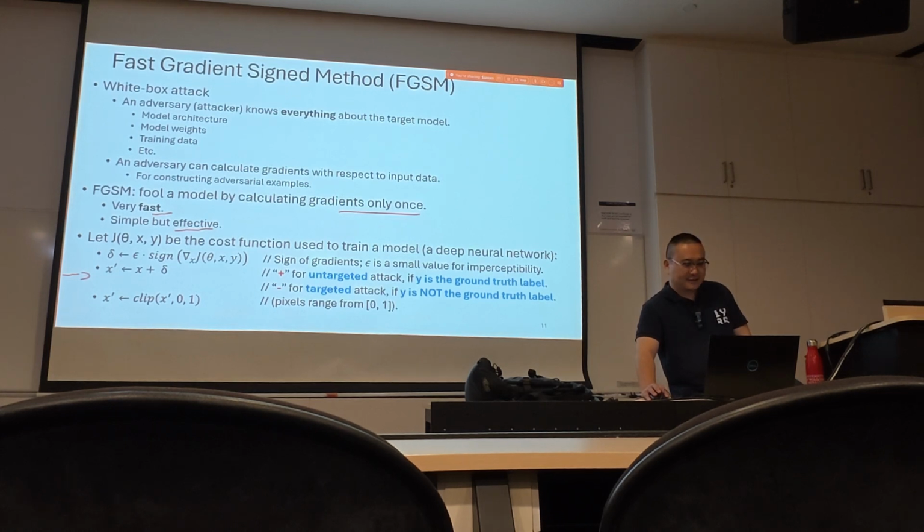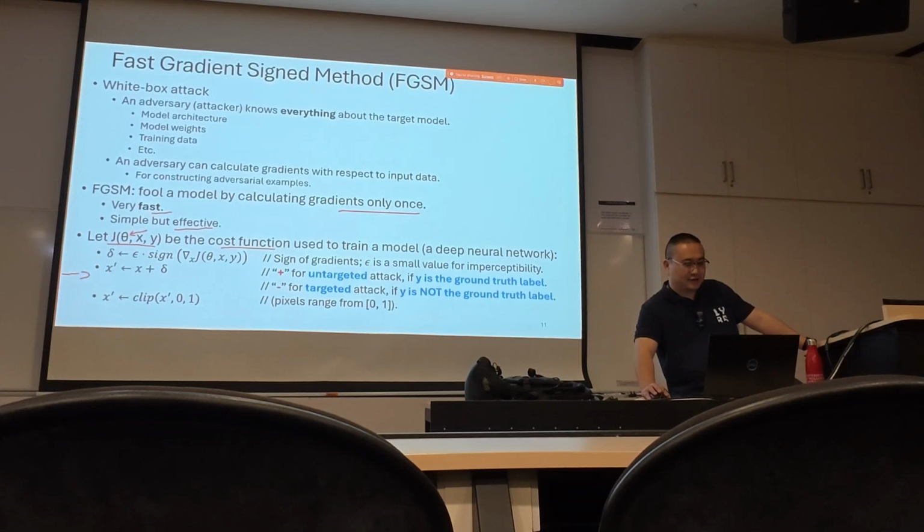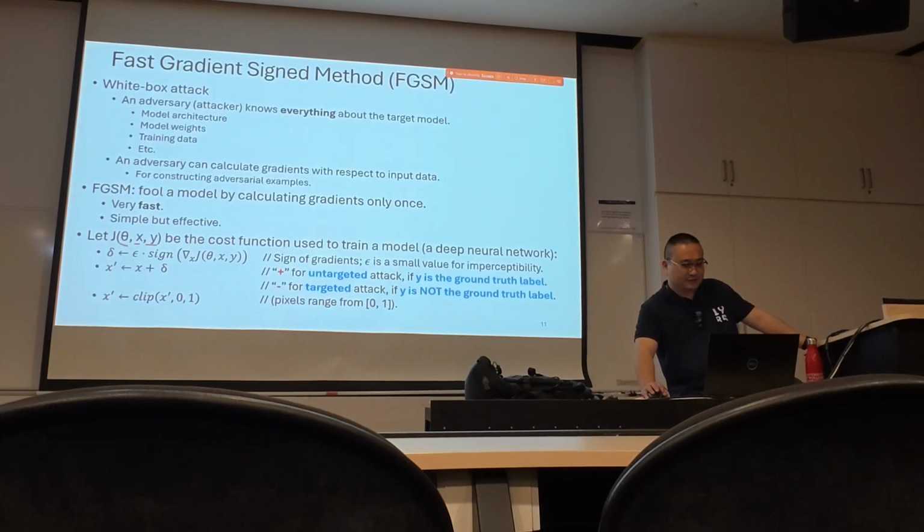The first one, J(θ, x, y), is the cost function. This can be the cross entropy for image classification, and θ here are the model parameters. It means that to calculate the cost, we need the dependence on the model parameters, the inputs, and the label. So we have the cost function, and this is used to train the model, for example, an image classifier.